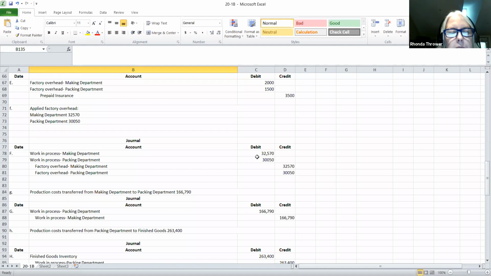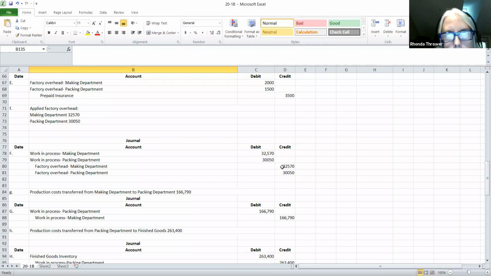that was applied. So the making department had applied factory overhead of $32,570. We will debit our work in process, the making department, for this $32,570. Our packing department had applied factory overhead at $30,050. We debit the work in process for the amount of the applied factory overhead for the packing department at $30,050. We would credit our factory overhead account because when we apply factory overhead, we reduce the factory overhead account.